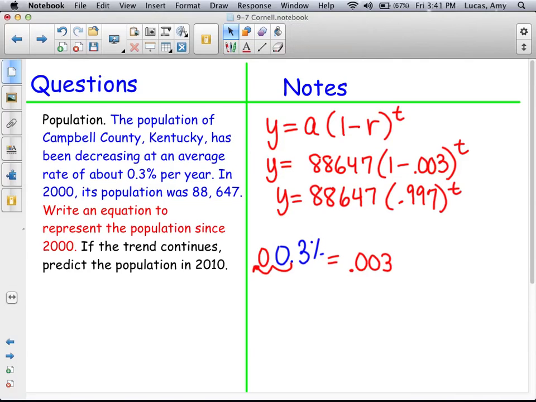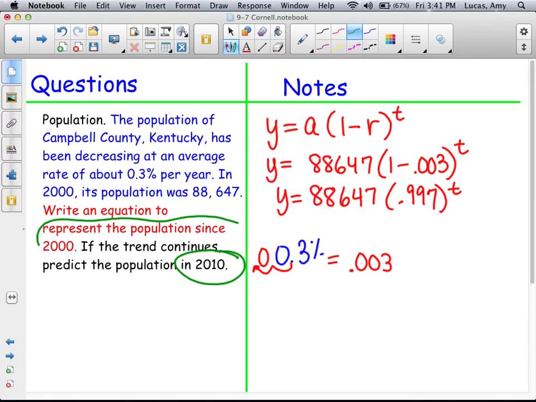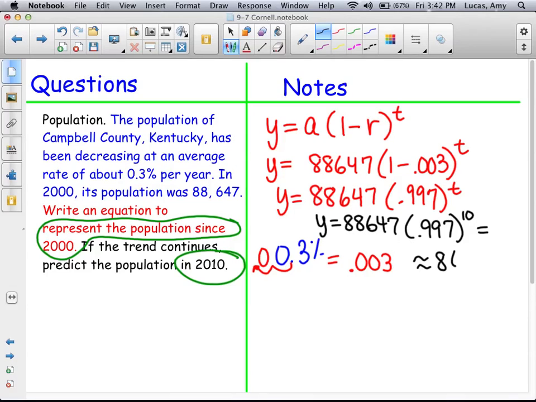Next, we're going to answer the question that is in black. If the trend continues, predict the population in 2010. Well, the year 2010 would be 10 years after 2000, so that means that my exponent is going to be 10. So 88,647 times 0.997 to the 10th power gives me a population of approximately 86,023 people.